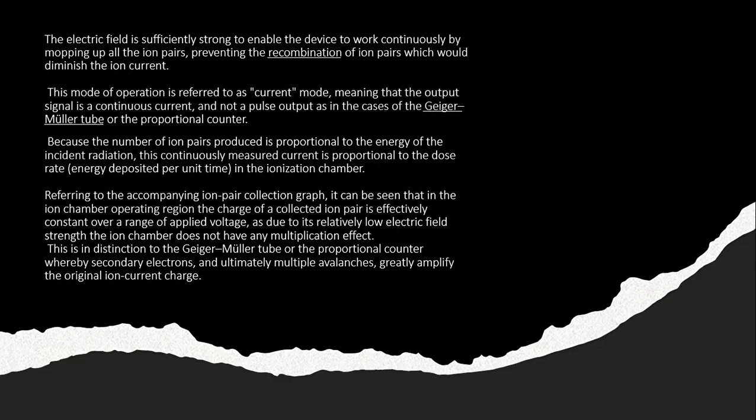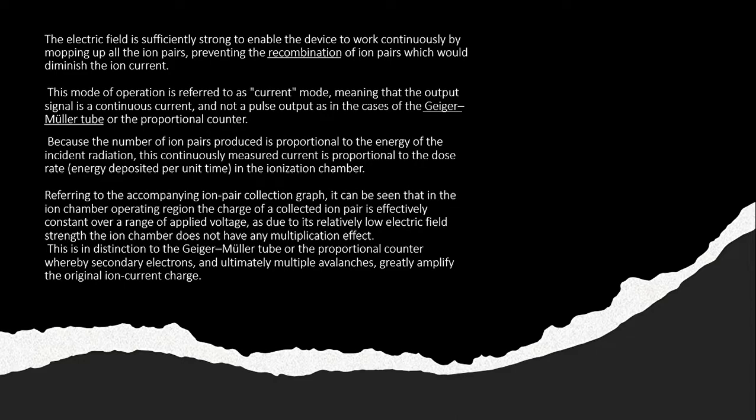The electric field is sufficiently strong to enable the devices to work continuously by sweeping up all the ion pairs, preventing the recombination of ion pairs, which would diminish the ion current. This mode of operation is referred to as current mode, meaning that the output signal is a continuous current and not a pulse output as in the cases of the Geiger-Müller tube or the proportional counter, because the number of ion pairs produced is proportional to the energy of the incident radiation. This continuously measured current is proportional to the dose rate, the energy deposited per unit time in the ionization chamber.